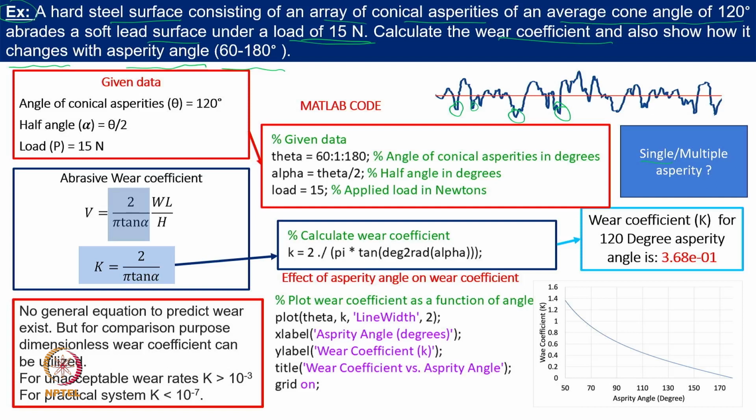If I try to summarize the given data, the conical angle is given as 120 degrees. So, the half angle, alpha, which is theta by 2, will be 60 degrees. Applied load we do not really need to consider, because we have alpha available. The cone angle is sufficient, reason being the abrasive wear coefficient is generally given as k equals 2 by pi tan alpha. So, if alpha has been given to me, I will not consider the load. However, as the example gives these data, we are mentioning it.